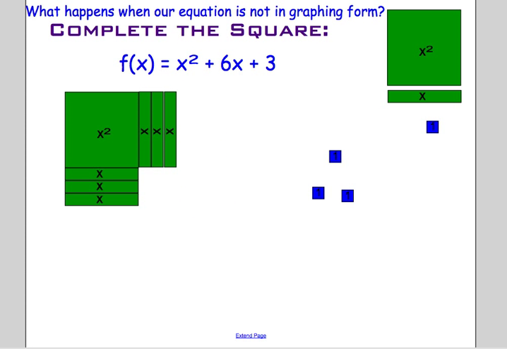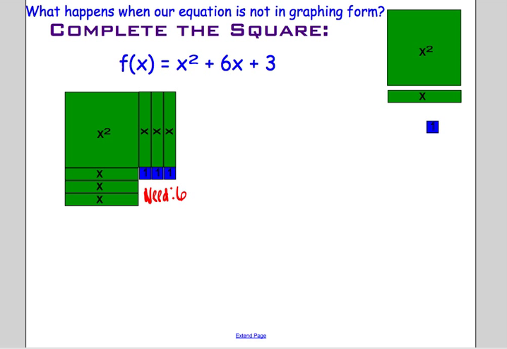Now, you'll notice when I start filling in with these 3 1s that I don't have enough pieces to fill the entire square. I'm short. I need 6 more 1s if I want to build that square. I don't have those. I need 6 more.